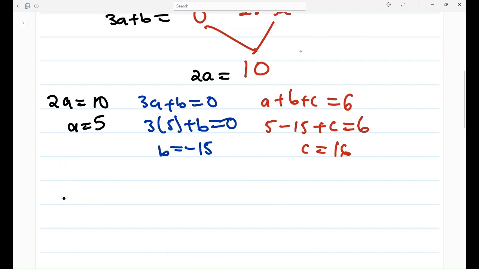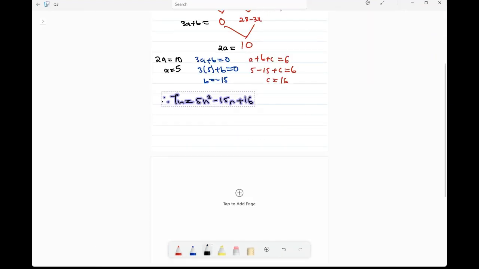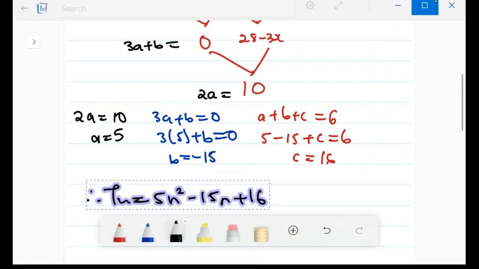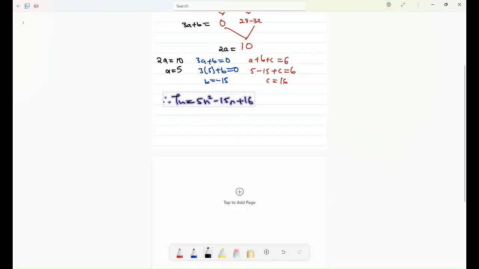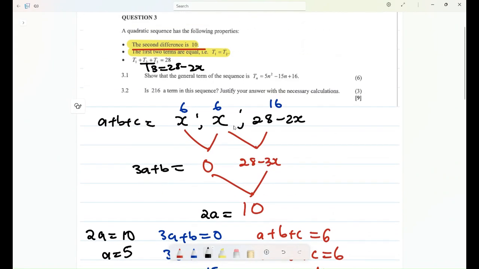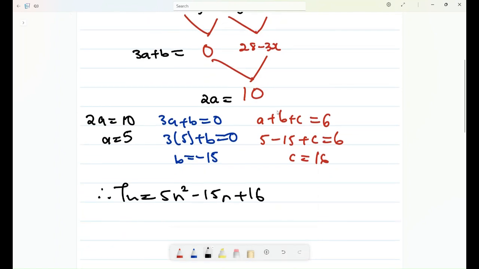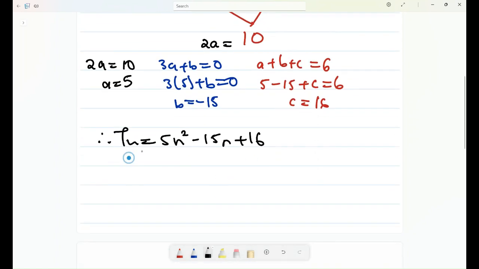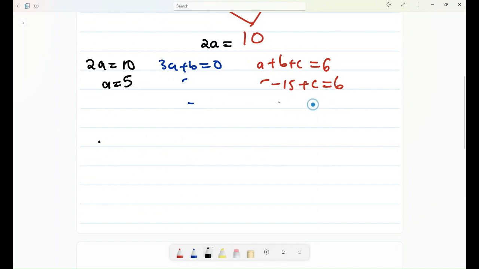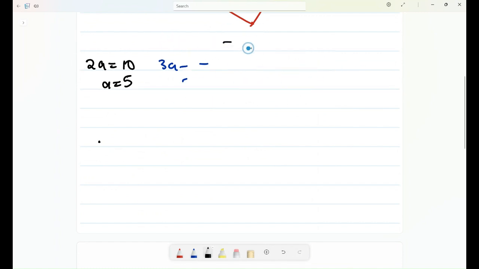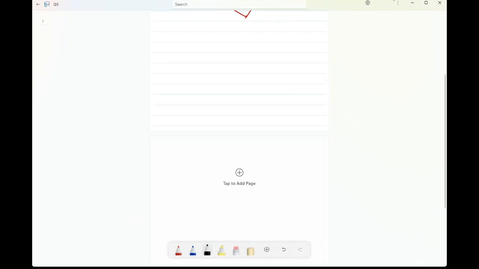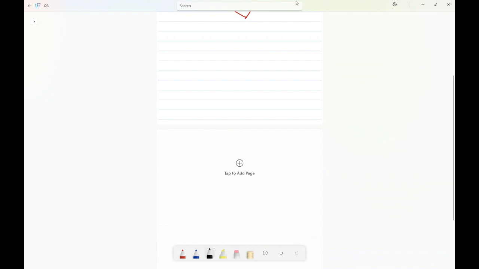I have proven. Is it the same? Let's check. It is the same. Tn is equal to 5n squared minus 15n plus 16. So that's how you are supposed to go about that one. Should be fairly straightforward. Now that I have explained it, the last question, question 3, should be just a short video.